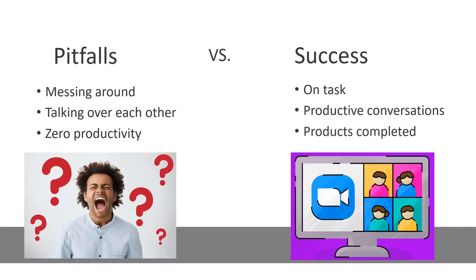Reading Language Arts classrooms lend themselves to lots of collaboration through discussion, projects, brainstorming, reciprocal teaching, and other common strategies used for engaging with text. But how do we use breakout rooms and avoid the pitfalls of kids messing around, talking over each other, saying inappropriate things, and having basically zero productivity? The goal is for kids to be on task, have productive conversations, and complete whatever assignment they have been given.